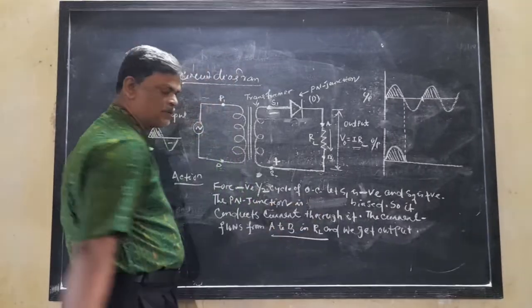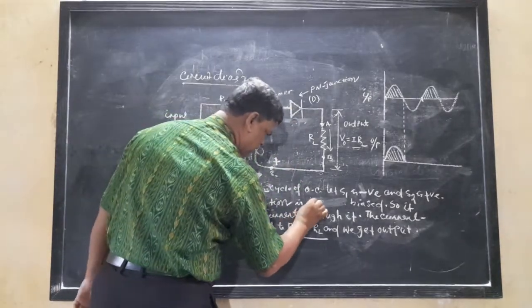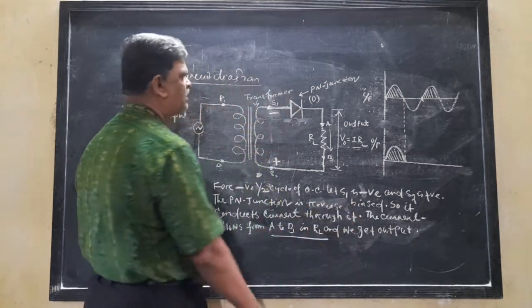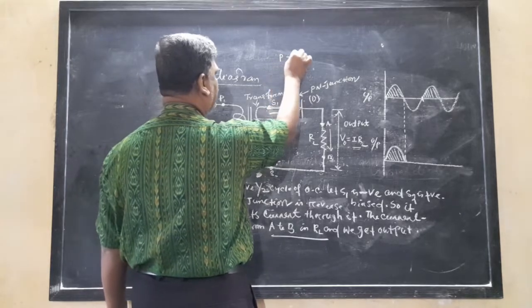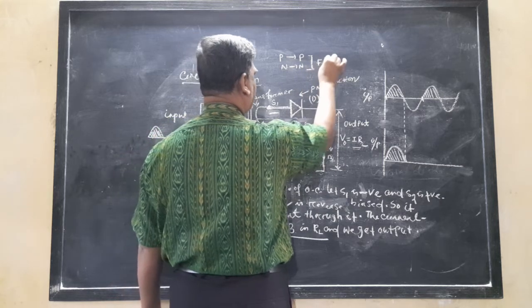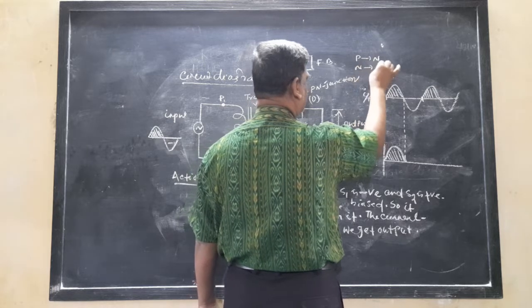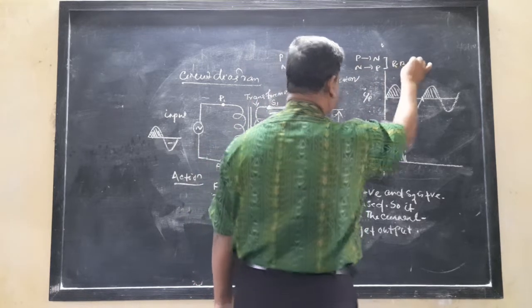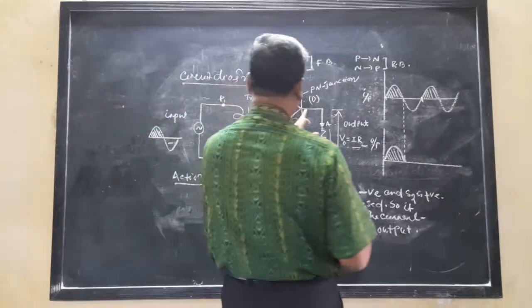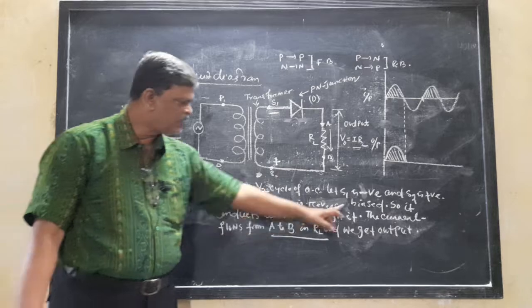Then the PN junction is reverse biased, because P is connected to negative. When P is connected to P and N is connected to N, this is your forward bias. And if P is connected to N and N is connected to P, then this is your reverse bias. Then P type is connected to the negative, and N is connected to the positive. Then this is the reverse bias. Then the PN junction is reverse biased.